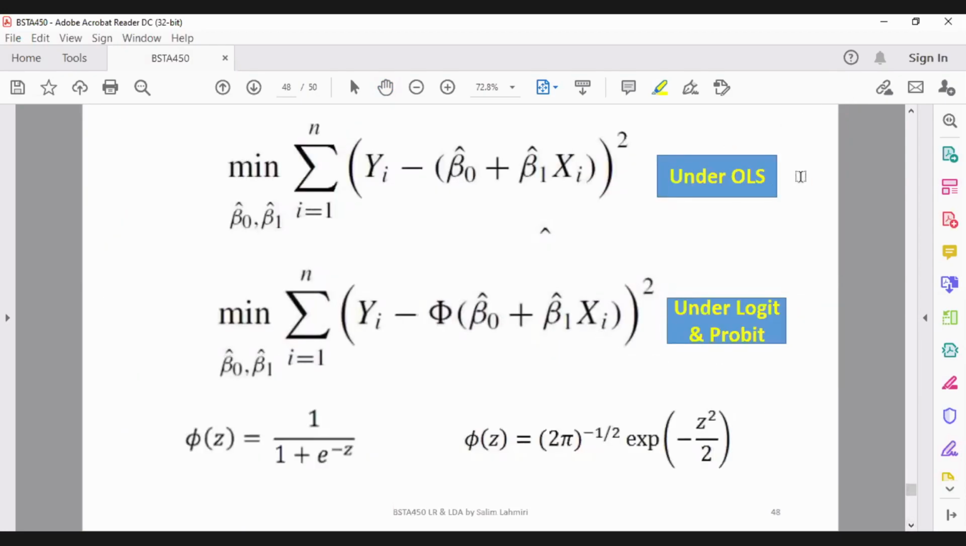Under OLS, we minimize the sum of squared errors. Under logits and probits, we minimize this quantity, where this phi is a nonlinear function. This is the phi.